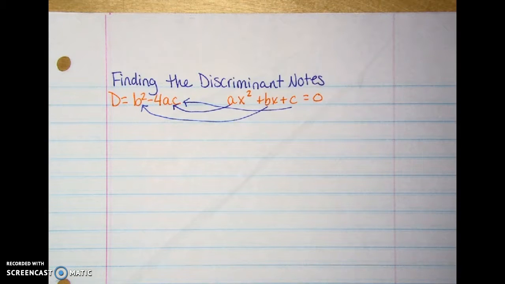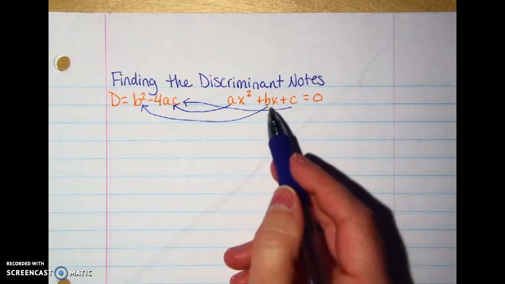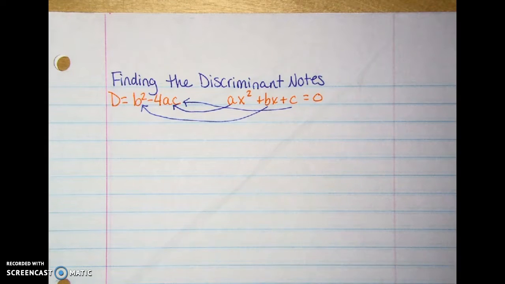In some cases you might just have two, like there might not be a middle term, so b would just be 0 in that case. But why we do that is because the answer we get from the discriminant tells us how many solutions there are to the problem before we even solve it.